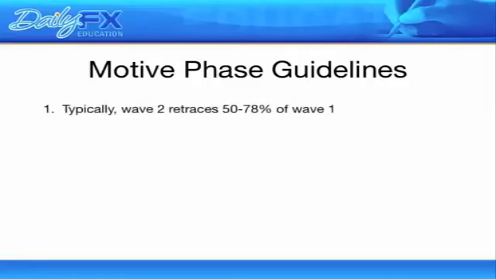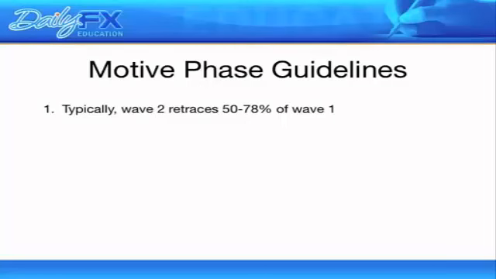Typically, wave 2 retraces 50 to 78% of wave 1. Remember, the first cardinal rule states that wave 2 cannot fully retrace wave 1, but this guideline gets even more specific. By knowing that wave 2 typically retraces 50 to 78% of wave 1, we can use this to better time entry positions on a wave 3 trade. We'll cover this in greater detail a bit later.